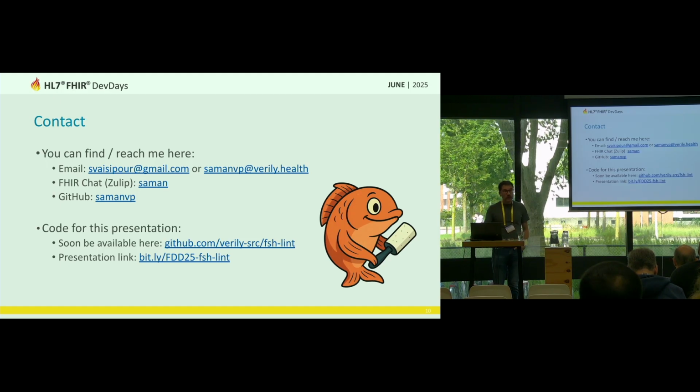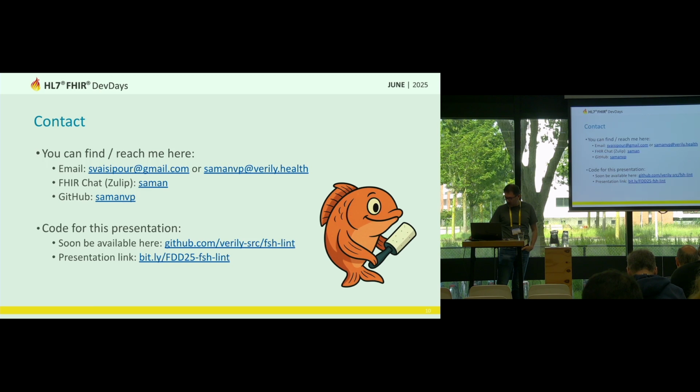Definitely. So for the canonical URL, the FSH config has this feature. I can't exactly remember the field name, but there's a field inside the FSH config that you could set, and that will set your canonical URL for all your resources. So basically you do that, and then when SUSHI compiles your FSH file into JSON, it will add that canonical URL to all your resources. So you don't even need this tool to do that. That already exists. So that's the first.